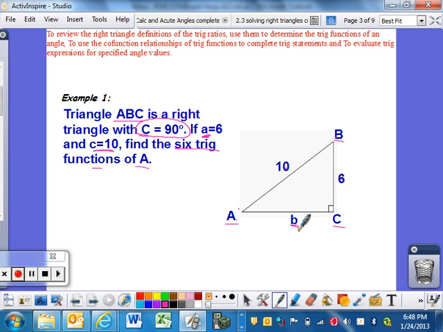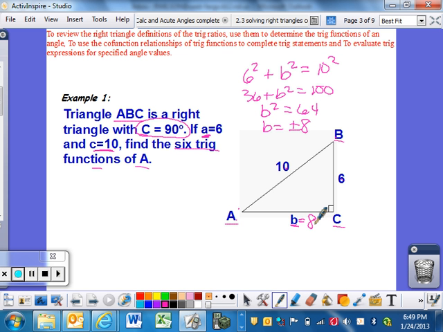Hopefully you're thinking to yourself, sweet, this is a right triangle. I have two of the sides. I can use Pythagorean theorem. Now a lot of you can look at that and know that it's probably 8, but we're going to set up Pythagorean theorem anyway. Okay, so it's 36 plus b squared equals 100. Subtract the 36. So b squared is 64. And then b equals plus or minus 8, but since it's a side length, it has to be the positive 8. So I know b is positive 8. And now you can go through and do your trig functions for angle A only.